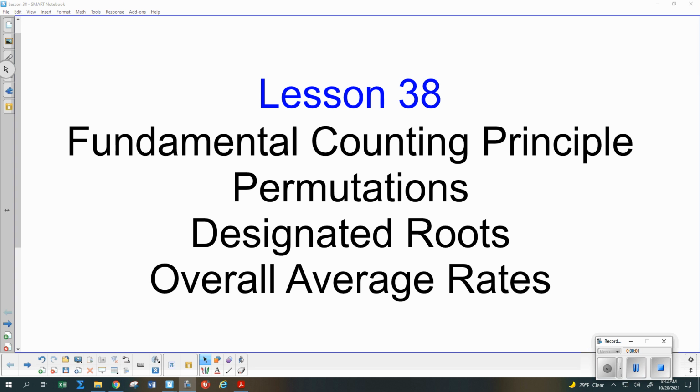Lesson 38, we have several different topics. First, we're going to review a little bit of probability, stuff that you've seen before with how many different ways can you arrange things. And then we're going to do something called designated roots and overall average rates. So first, a little bit of vocabulary.